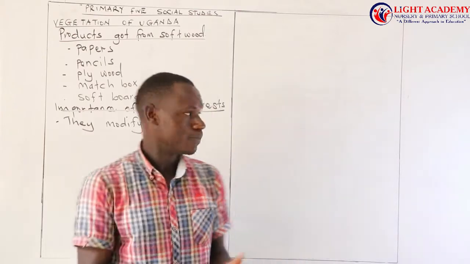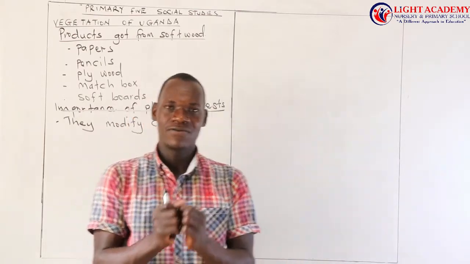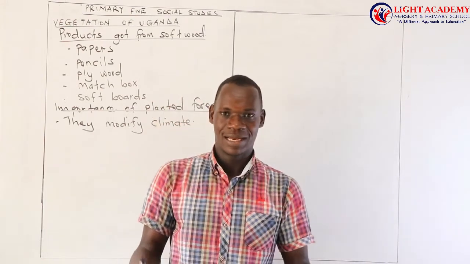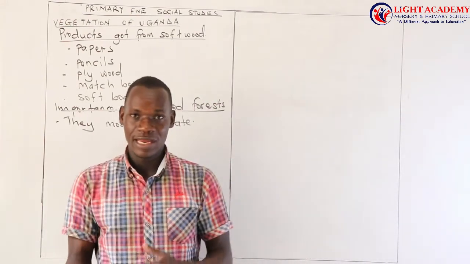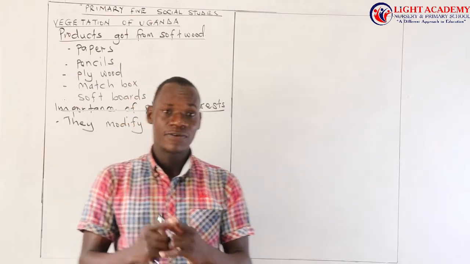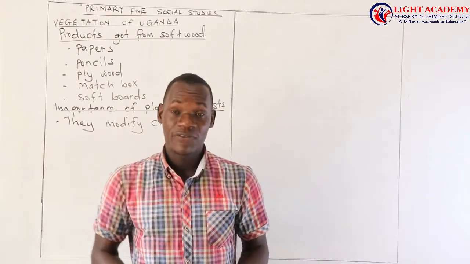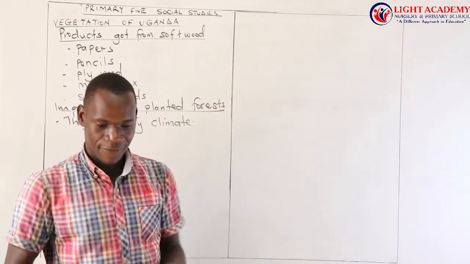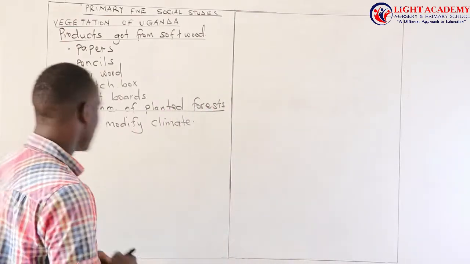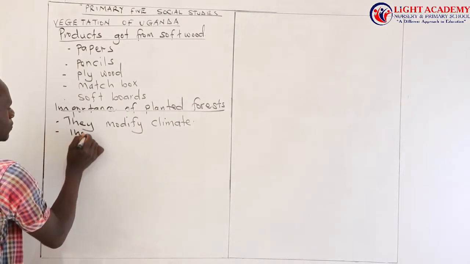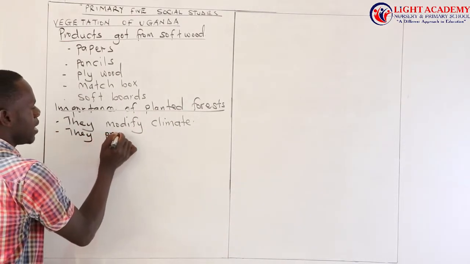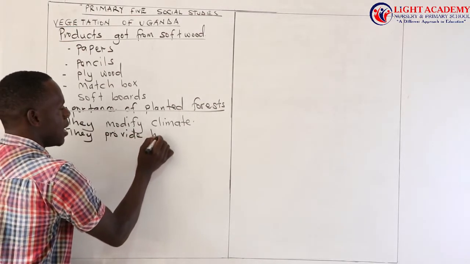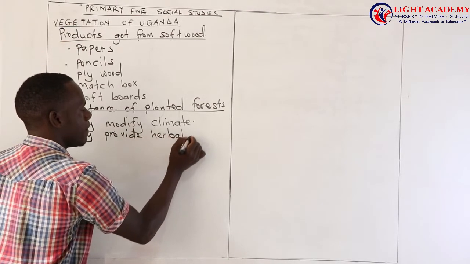Then you may ask your question, how do forests modify climate? The answer is, my dear learners, they help in rain formation. How do forests modify climate? Forests modify climate in the way that they help in rain formation. Another one, they provide herbal medicine.